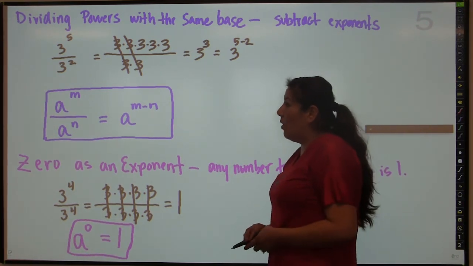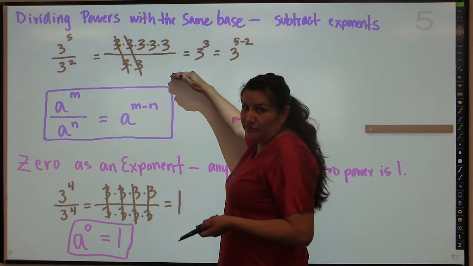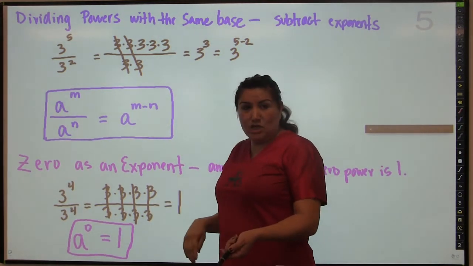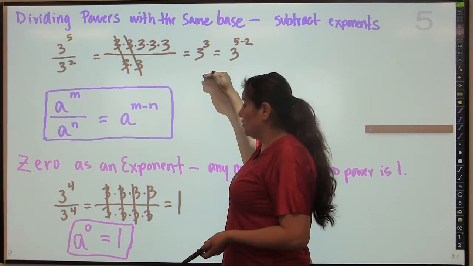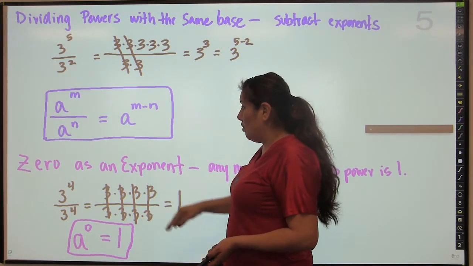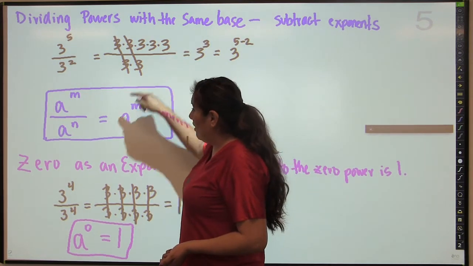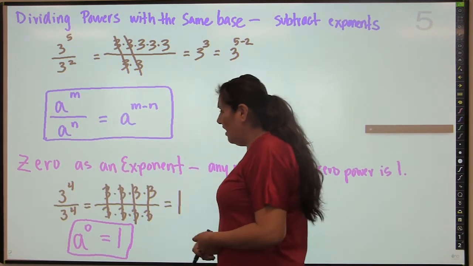You can probably understand now why I wanted to do division first. Division is not actually in your textbook until 8.4, but it makes a lot of sense to do division first, and then we can understand why this zero works. Because with division, we know that we're supposed to subtract the exponents.